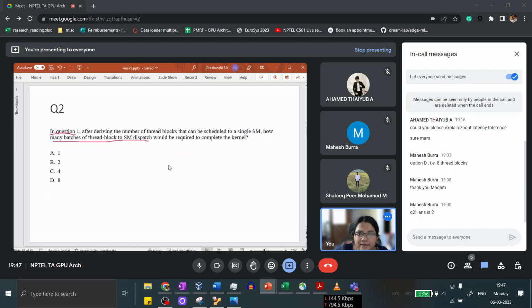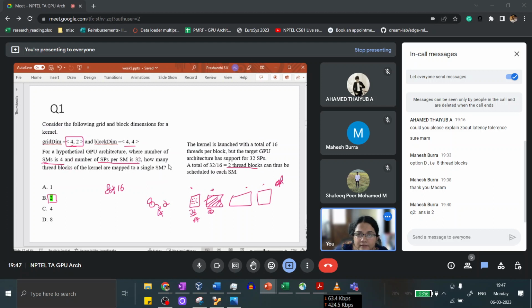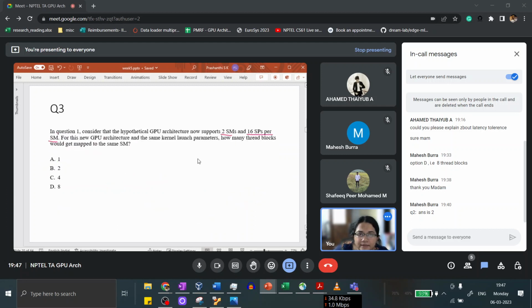So now let's just write down the launch parameters. So it was 4 2 and 4 4, so that you can solve this easily. Again, I'll give you 2 to 3 minutes. Think about it and let me know when you have an answer.